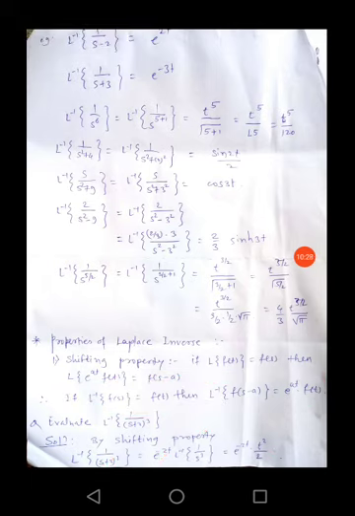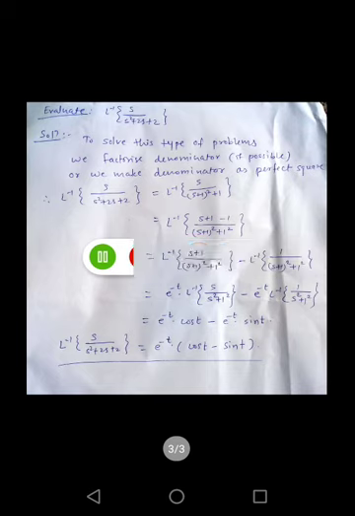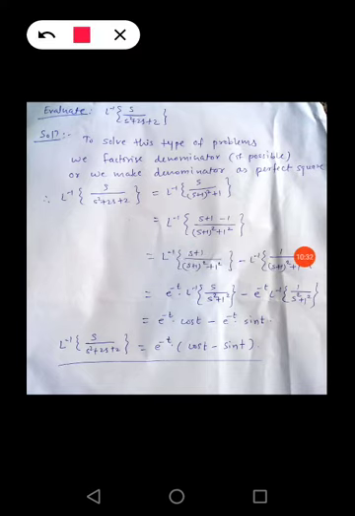So let's see another example. Evaluate L inverse of s divided by s square plus 2s plus 2. Okay. So we have a numerator and denominator in this, so it is a fractional function of s. Now to solve this type of problem, we factorize the denominator if possible. Otherwise, we make the denominator a perfect square.